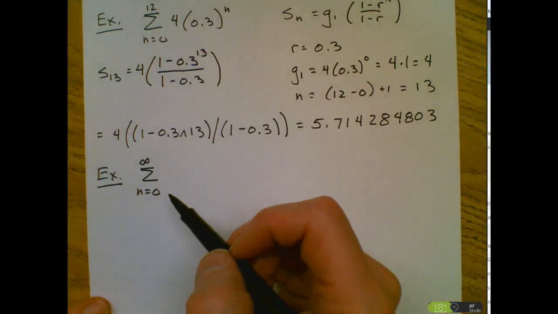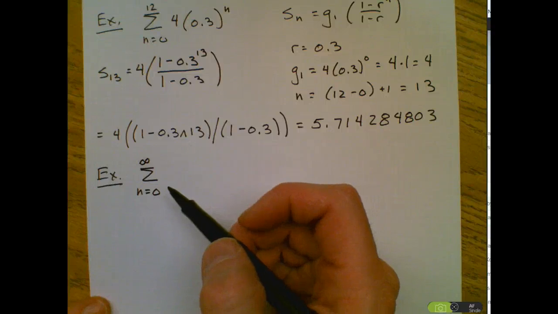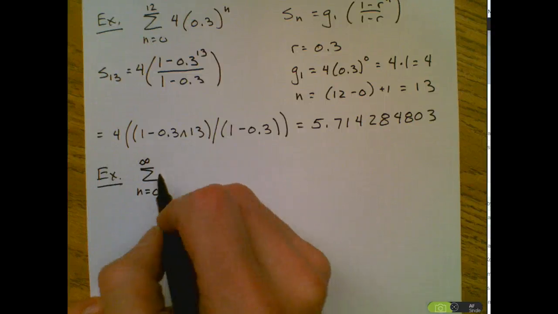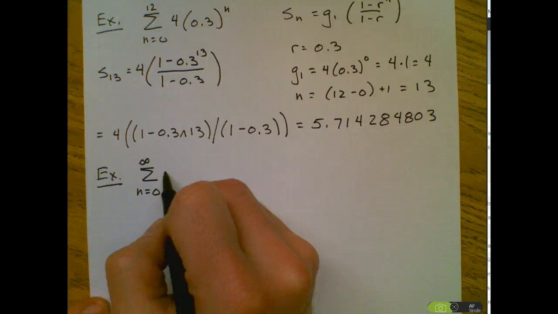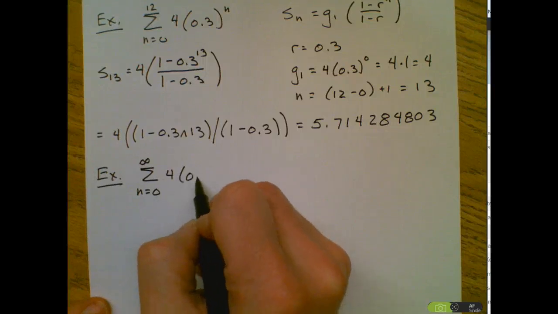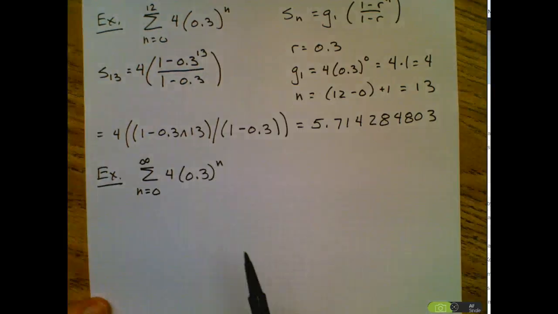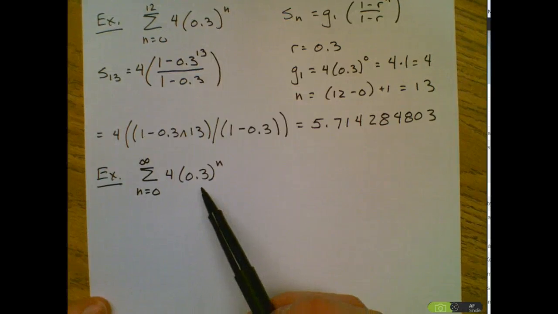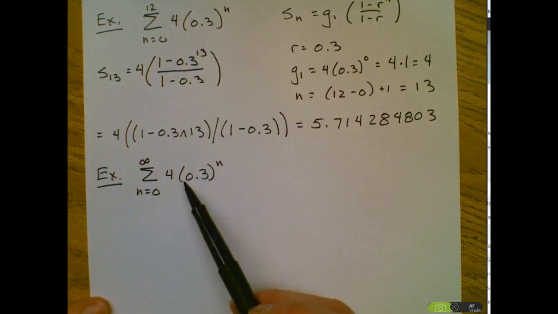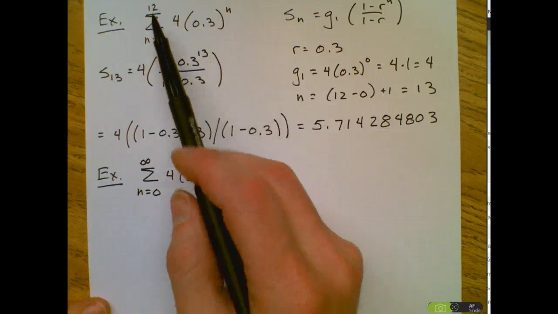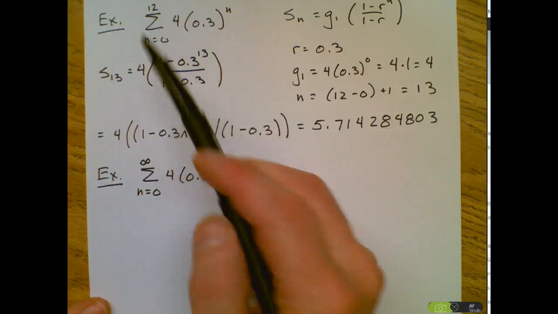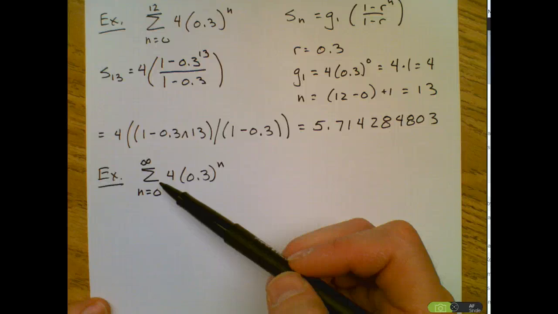So that's kind of interesting that we're going to add up an infinite number of terms of the sequence, and we're actually going to get a number answer. So 4 times 0.3 raised to the n. If you notice, we have the same expression that we had in the first example, except that now instead of the first 13 terms from 0 to 12, I'm doing every single term starting with 0.